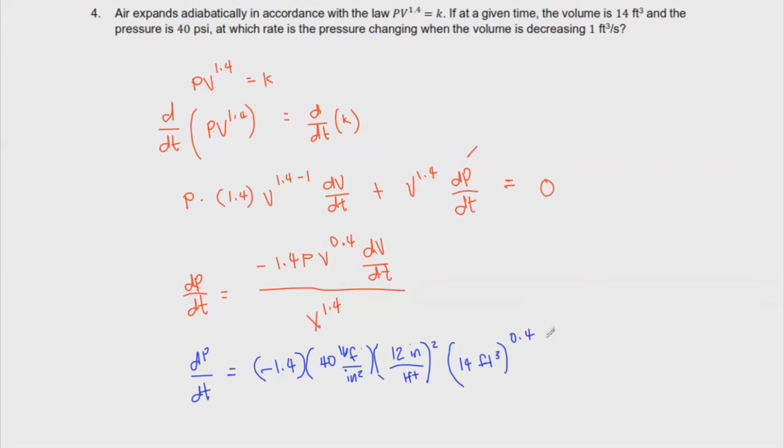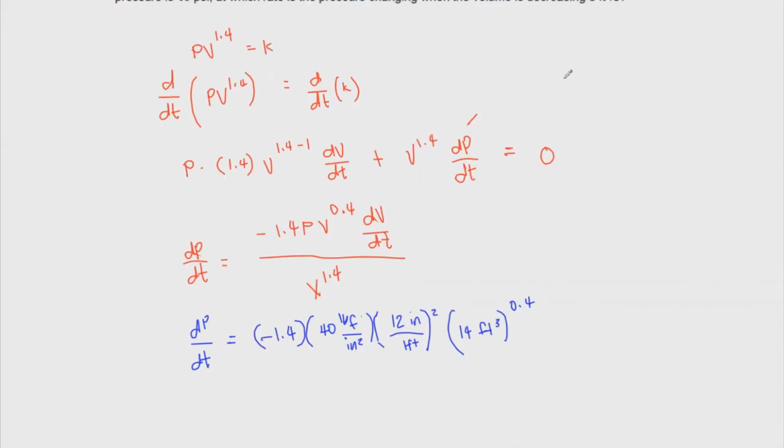And then we have dV over dt. So the decrease in volume is simply 1 cubic feet per second. Now, since it's a decrease, we could just use negative 1 cubic feet per second instead of just using 1. And then we have V raised to 1.4. So we have 14 again cubic feet, and then we raise that to 1.4.